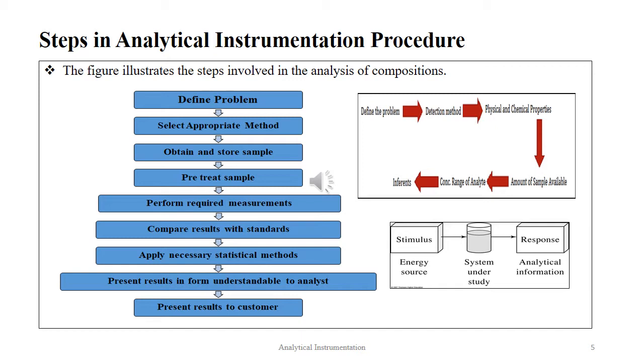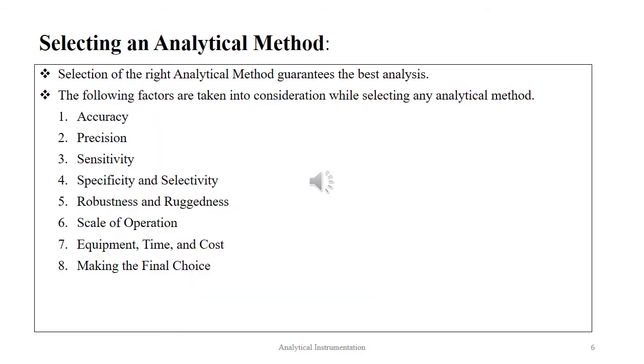So in brief, define the problem, select the method, analyze the physical and chemical properties, determine the amount of sample required, check for the availability, also check for the concentration range of the analyte, and then finally come to the conclusion. Selection of the right analytical method guarantees the best analysis.